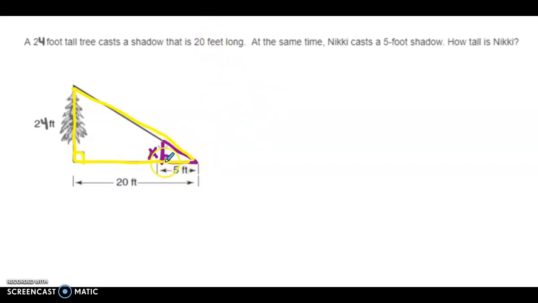So in my purple triangle, I have x over 5. Remember, it does not matter how you set up that first fraction. All that matters is that you get the second fraction to match it. So 5 was this vertical distance. When I look at my yellow triangle, I need to use the vertical distance, so 24. And then down here, 5 is the base, so we want to use the base of the yellow triangle, which is 20.